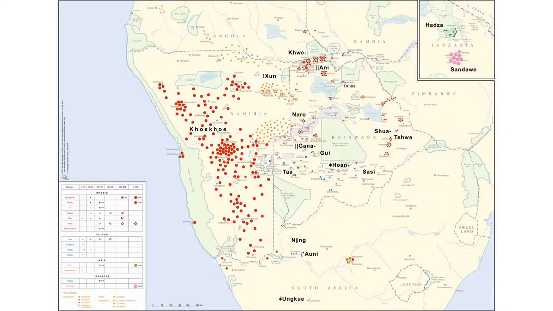In addition to this genetic diversity, Khoisan groups speak some really diverse languages, kind of famous for their click consonants. So I think we've got a video that'll come up shortly, kind of demonstrating.